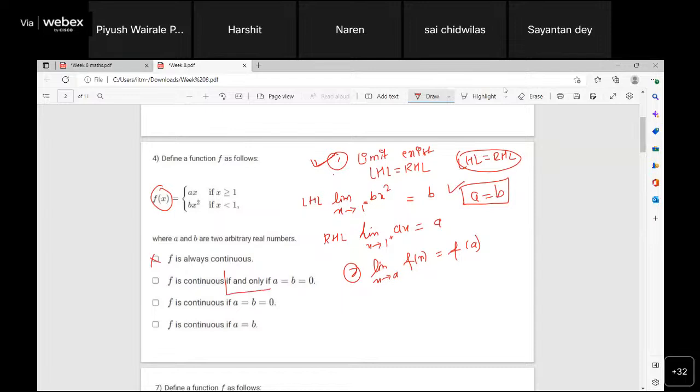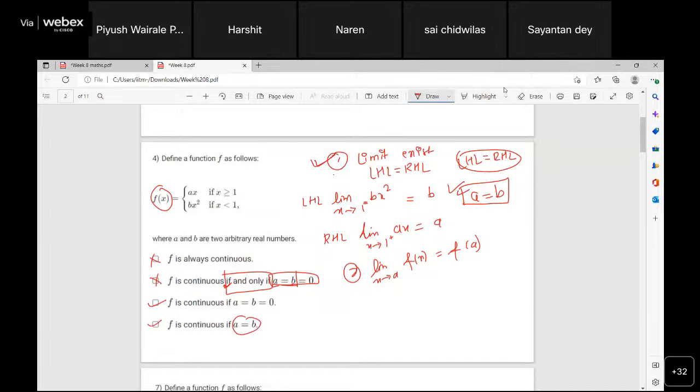"F is continuous if and only if a equals b equals 0." No. If a equals b, this is a sufficient condition, so it is not necessary, because "if and only if" is there. So this is also not correct. "F is continuous if a equals b equals 0." Yes, this is correct. "F is continuous if a equals b." Yes, this one is also correct.